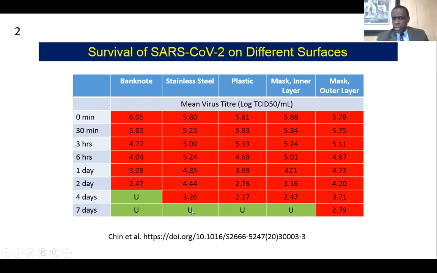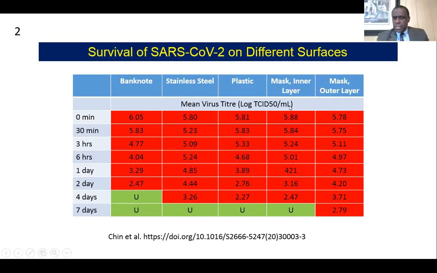So now you're looking at certain types of door handles, for example, where it might be longer. And plastic, again, certain types of plastics, things that you could think of that might be in the office or home environment, out to a week.